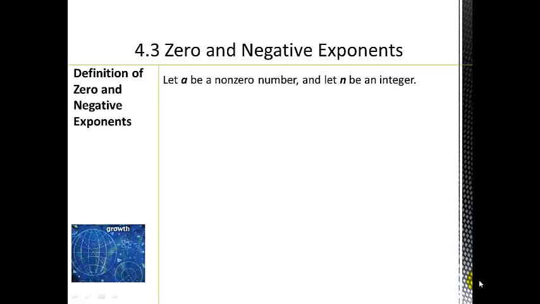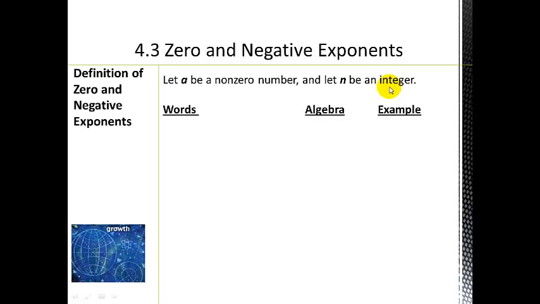Okay, so we're continuing on with chapter 4 and looking at zero and negative exponents. So let's look at some of our definitions. In general, we're going to be letting a, which is our variable, be a non-zero number, and then we're going to let n be an integer. So let me show you how we're going to apply that.